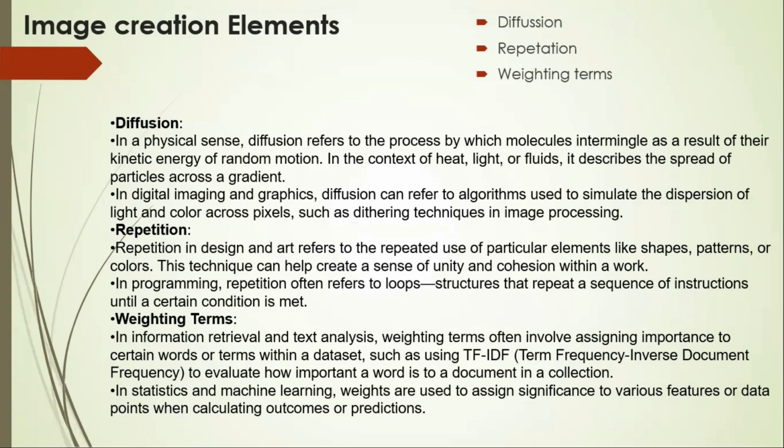Here you can see the meaning of that. In the physical sense, diffusion refers to a process by which molecules intermingle as a result of their kinetic energy of random motion, in the context of heat, light, and fluid. It describes the spread of particles across a gradient. That is the definition from physics. But in the digital world, in digital image and graphics, diffusion can refer to algorithms used to simulate the dispersion of light and color across pixels. So you put in different colors, mix and match them, change the lighting, and you will get some new kind of images.